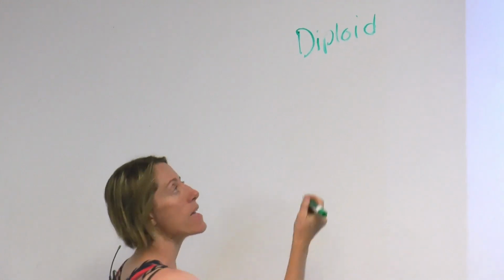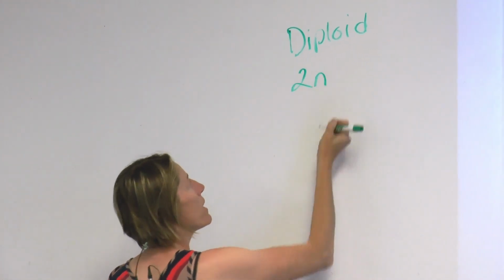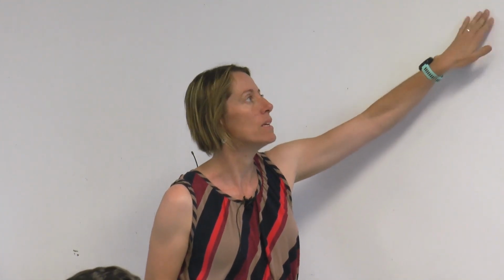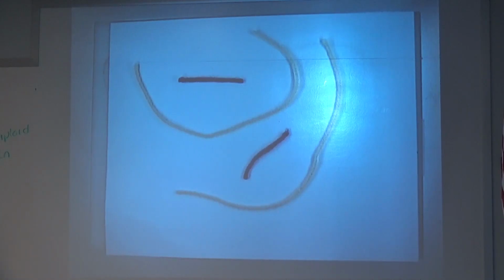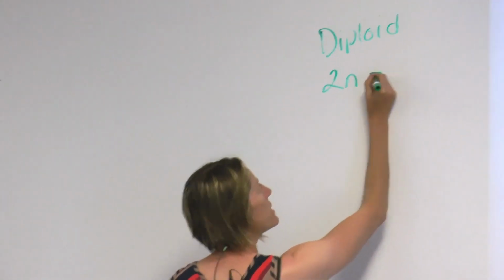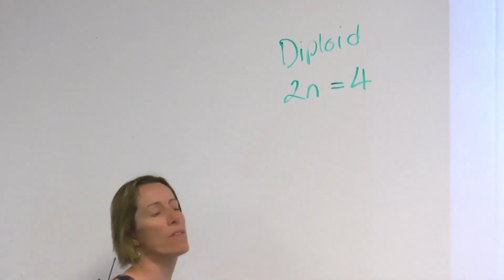So we would say it is 2N, right? Instead of having to write out the whole word diploid, we just write out 2N because we're lazy and don't like to write words in science, right? Not really. So we say this cell is 2N. Now, how many total chromosomes do we have on this slide right now? How many chromosomes are sitting there? Four. So we can say its diploid chromosome number is 4. That's how you would write that: 2N equals 4.